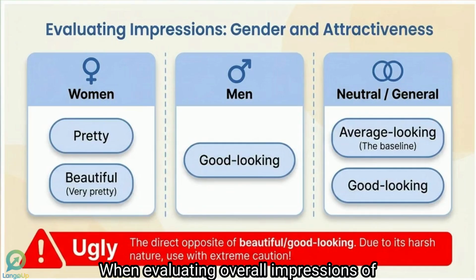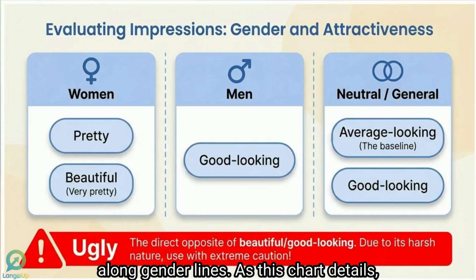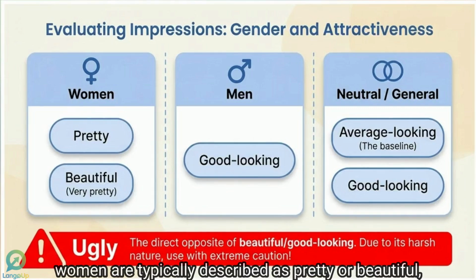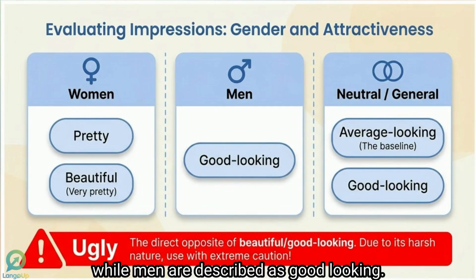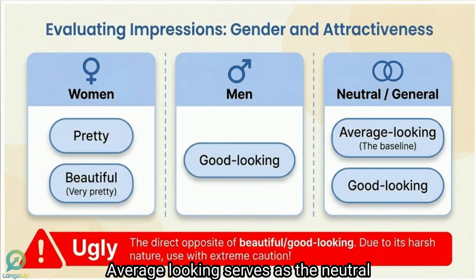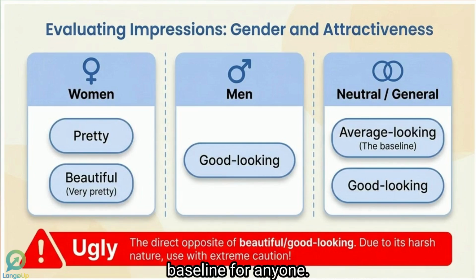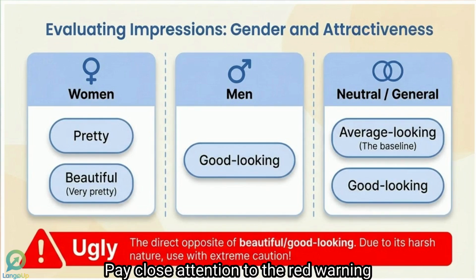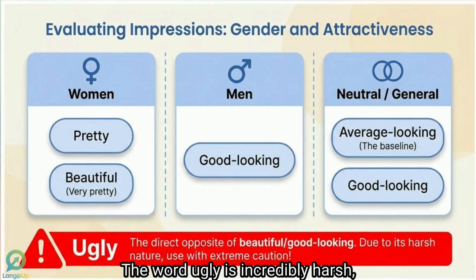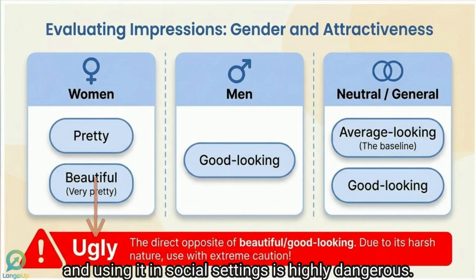When evaluating overall impressions of attractiveness, English vocabulary splits along gender lines. As this chart details, women are typically described as pretty or beautiful, while men are described as good-looking. Average looking serves as the neutral baseline for anyone. Pay close attention to the red warning banner at the bottom, though. The word ugly is incredibly harsh, and using it in social settings is highly dangerous.